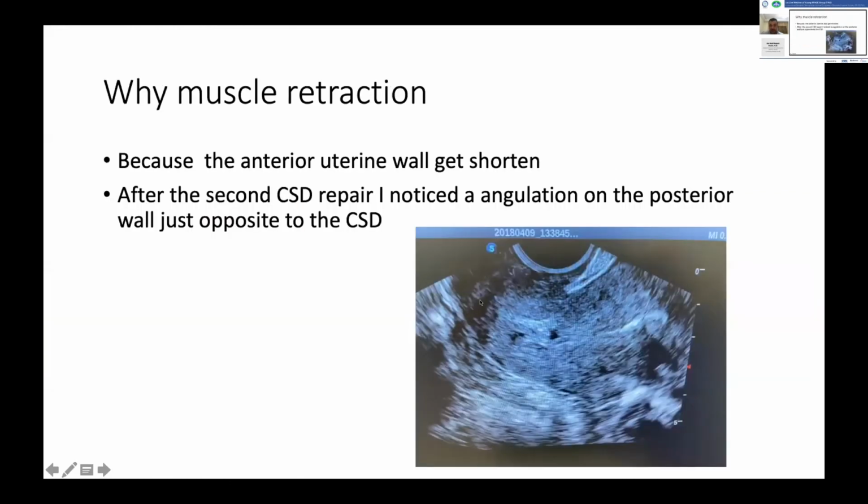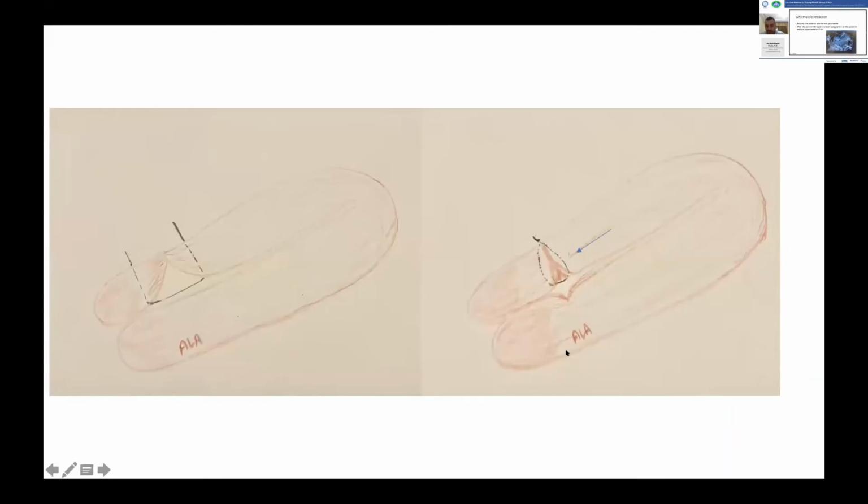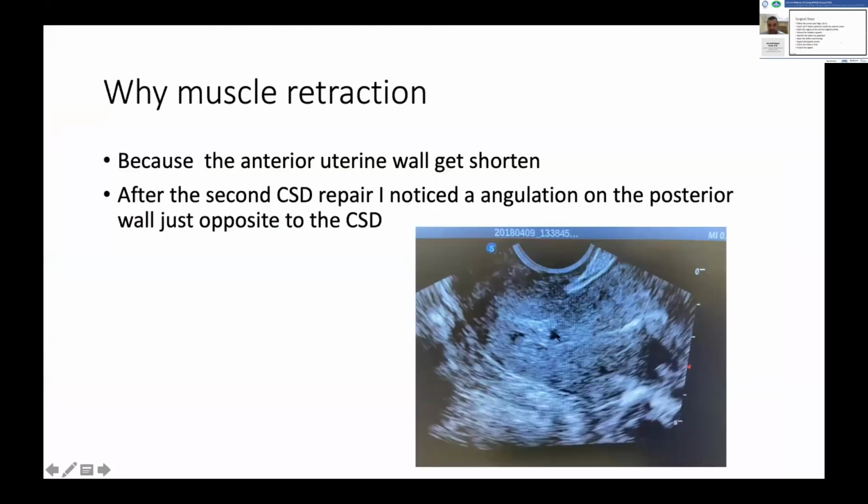From where did I get this hypothesis? After two cases of repair, I noticed that there is angulation at the posterior wall after the repair. This means that after the repair, the uterine wall gets shortened, which means that there is an element of muscle retraction or shortening of the muscle.